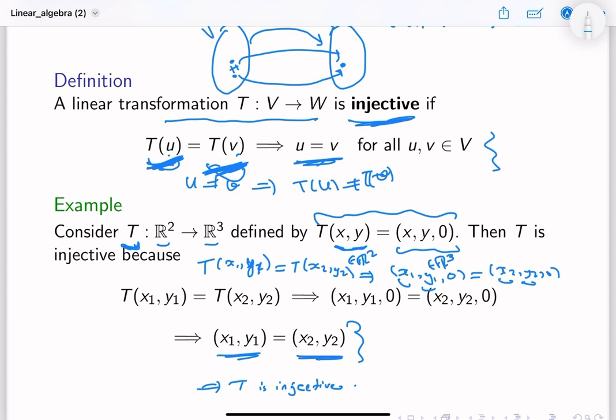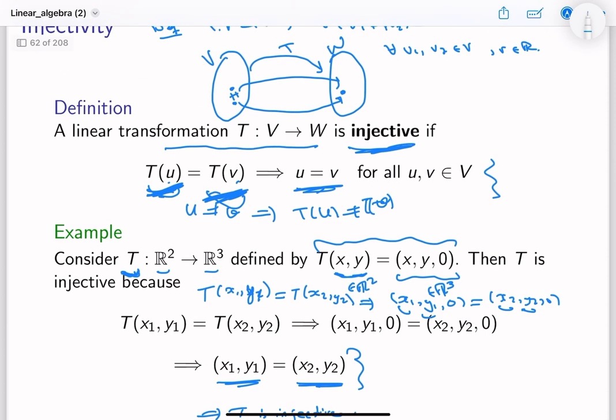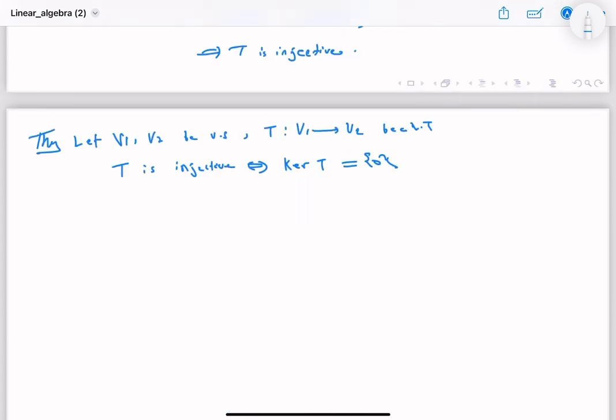Now, quite often there's an even easier way of proving injectivity, which is that we prove that the only vector that goes to 0 is 0 itself. However, for that we need to prove something. So let me prove a property about injective linear transformations: it's injective if and only if the kernel of that map is 0.